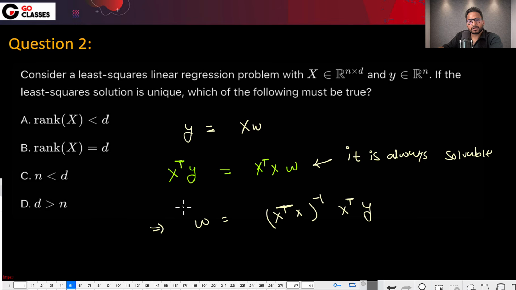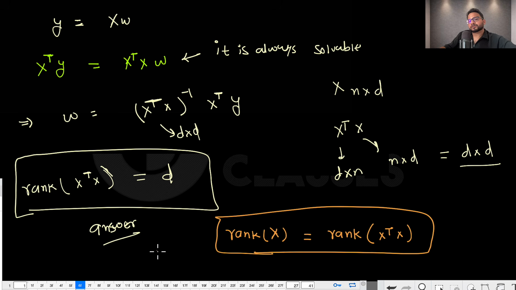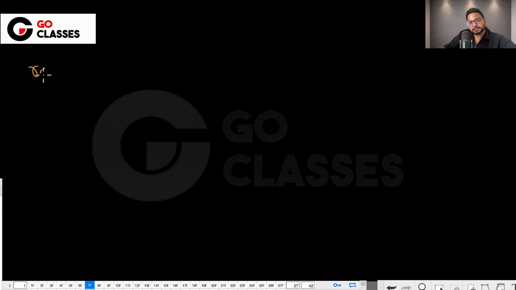But in the options, the rank of X transpose X is not given. They want to ask in terms of the rank of X, if you notice, right? So you might remember that the rank of X and the rank of X transpose X are actually the same, because their nullity is the same. Why? We can easily prove it. We have done it multiple times in the lectures, but let me just quickly prove that these two ranks are actually the same.